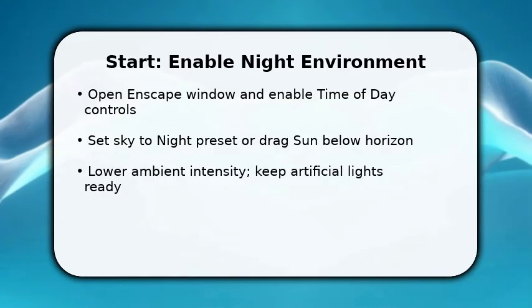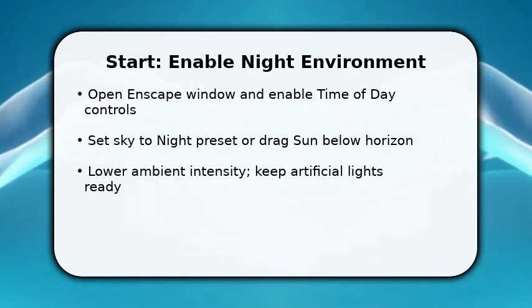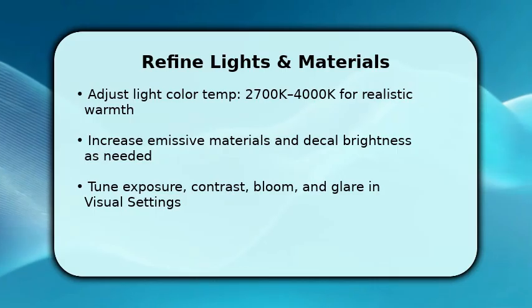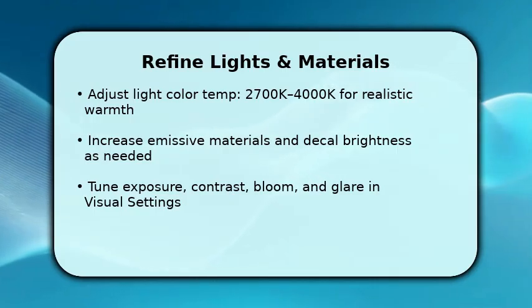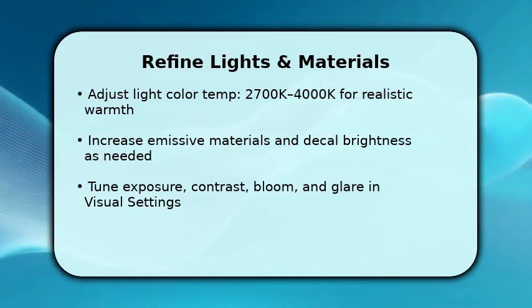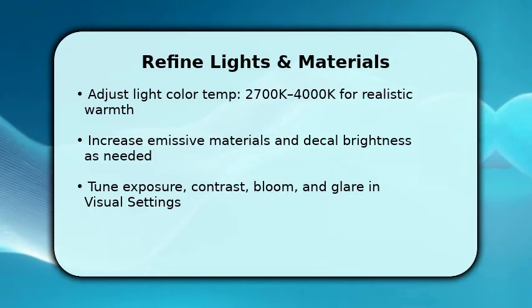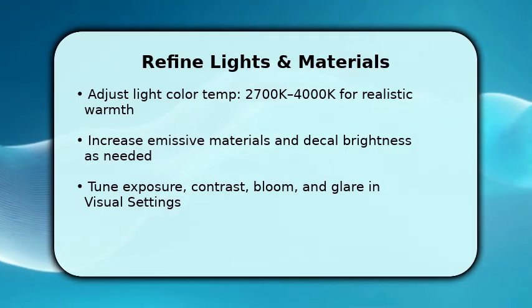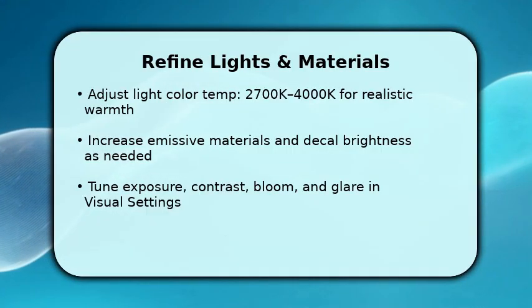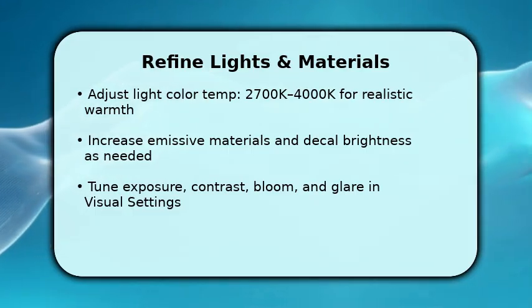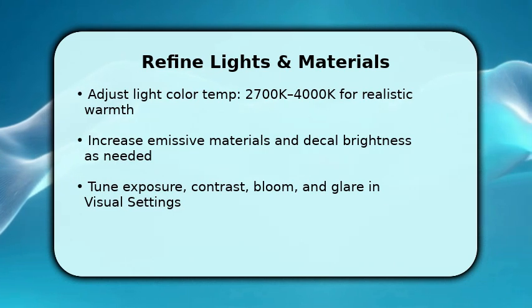Now you refine the lights and materials to sell the night effect. Select individual light sources and set color temperature between 2700K and 4000K for warm realism. Increase intensity where pools of light are needed. Make emissive materials brighter for screens and signage, and boost decal brightness for illuminated graphics. Then open visual settings and tune exposure, contrast, bloom, and glare so highlights pop while shadows retain depth. Once adjusted, navigate the scene to verify.